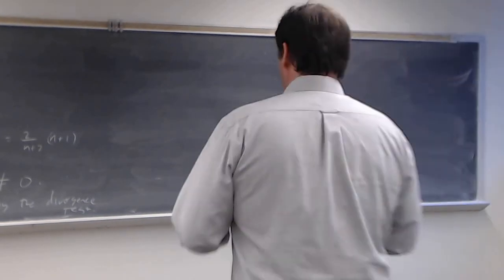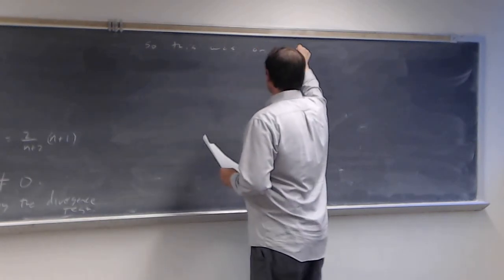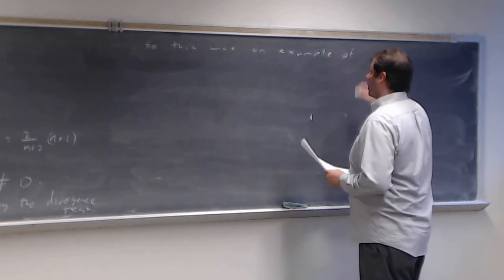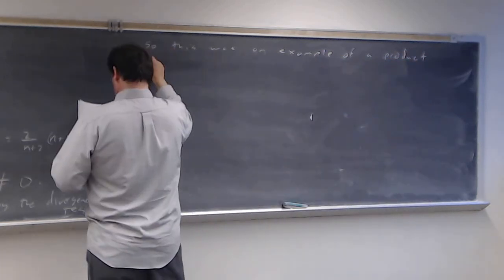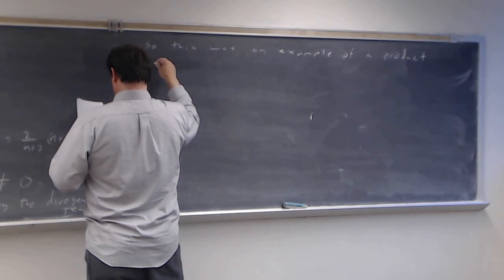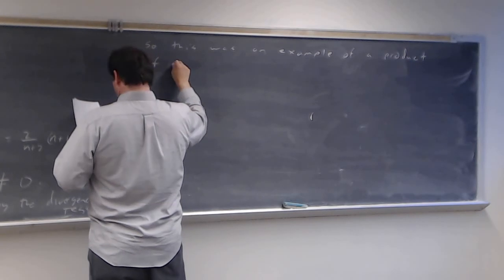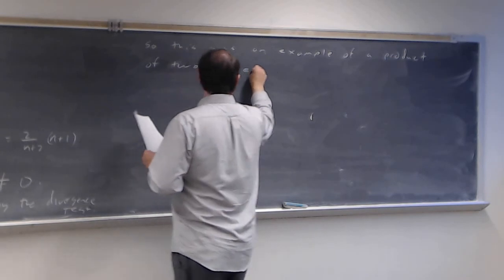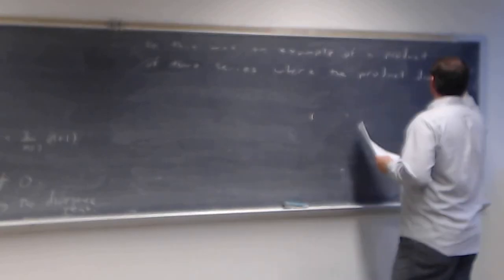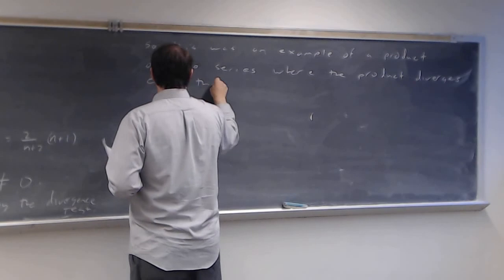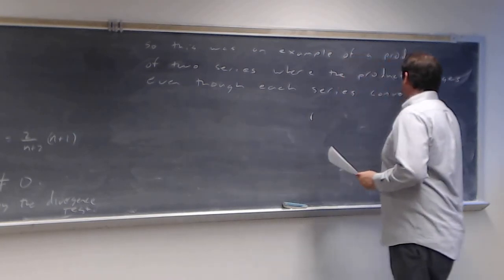Okay, so let me write up this comment of what this example showed. So this example shows, this was an example of a product of two series where the product diverges even though each series converges. So that's interesting.